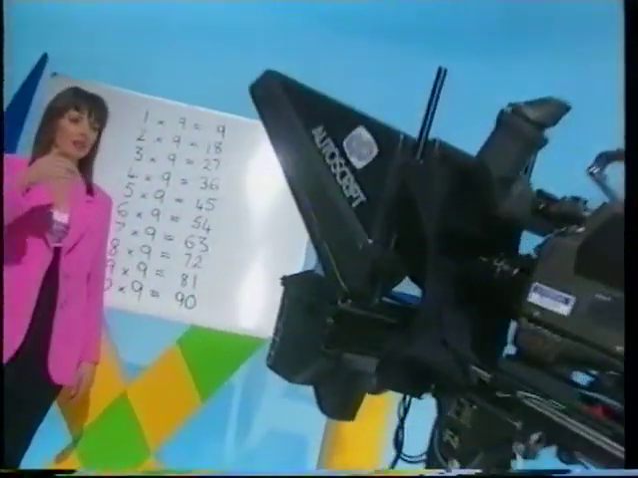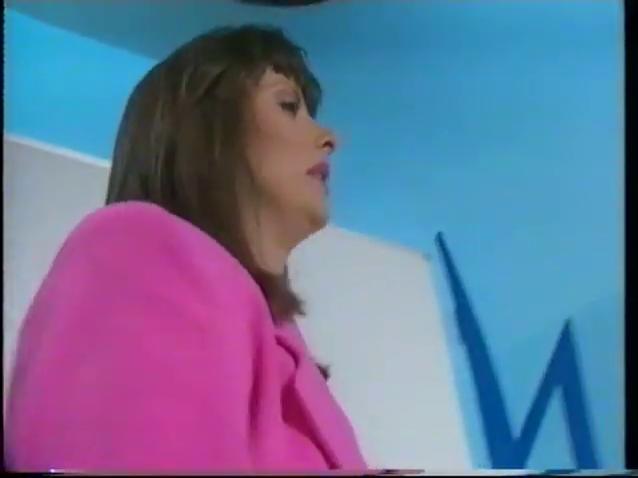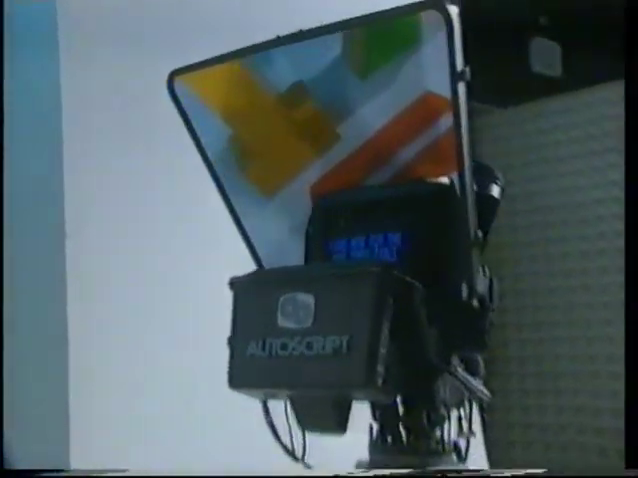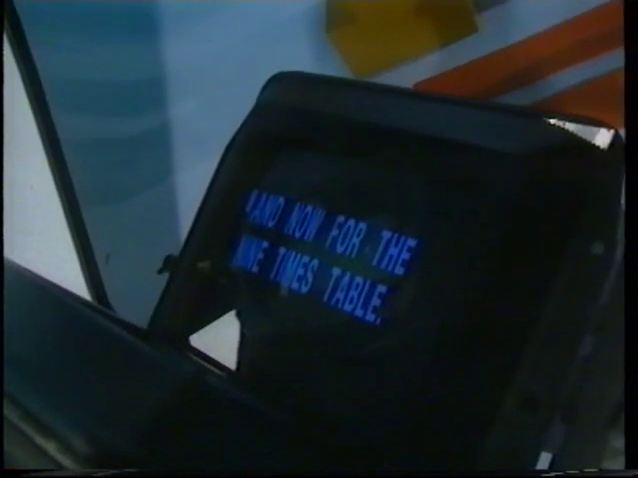Forward a bit. Yes, that's the bit I want. Okay, thank you. And now for the 9 times table.